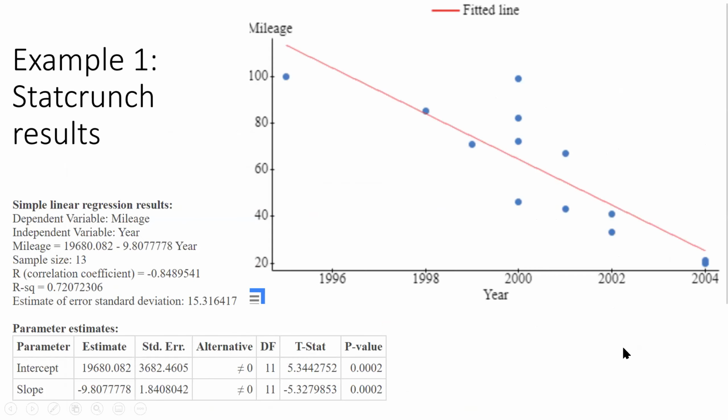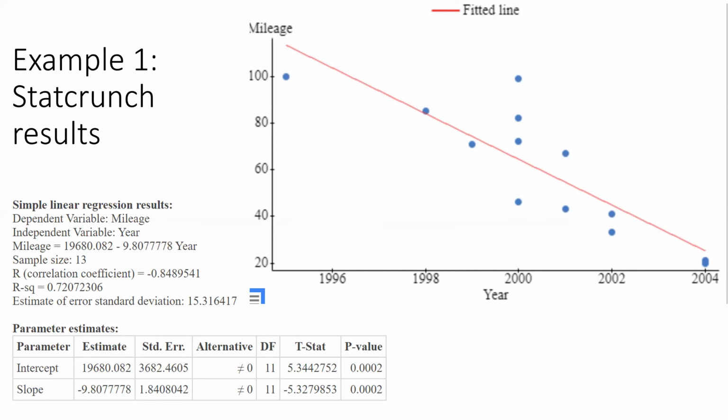So after we put the data into StatCrunch, this is what we got. This is our scatter plot. You see the blue dots, those are our data values. Does it look like they line up along the line? Well, kind of.